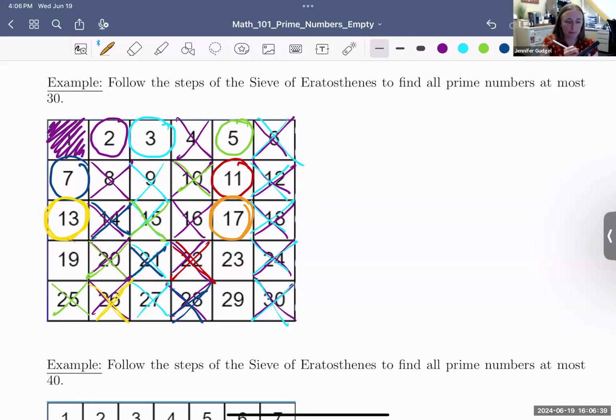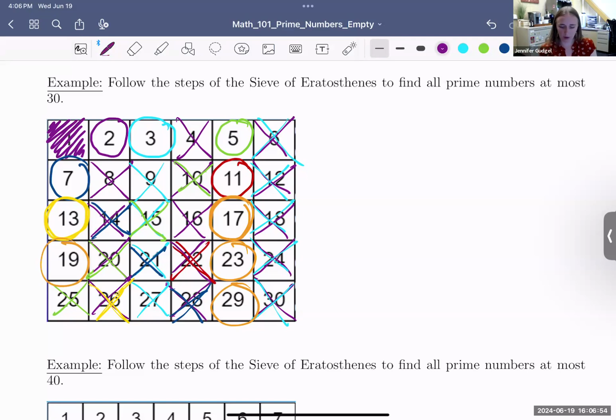And once you hit that point, anything that is not crossed out is a prime because you're going to see that there's nothing to cross out. 34 wasn't on there. 19 times 2 is not on there. 23 times 2, 29 times 2. None of those multiples are on there.